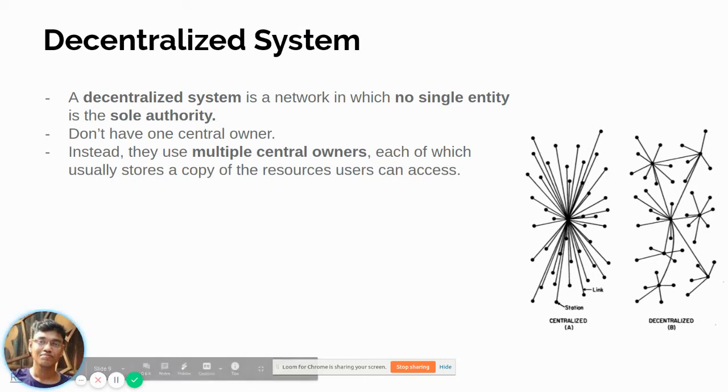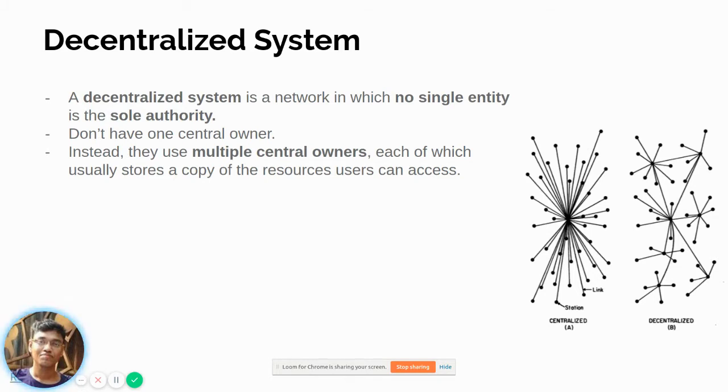In our previous lecture, we talked about the peer-to-peer model. We learned that the peer-to-peer model is based on a decentralized system. In this lecture, we will talk about decentralized systems in detail, and also about distributed systems, and we will compare centralized, decentralized, and distributed systems. So let's talk about decentralized systems.